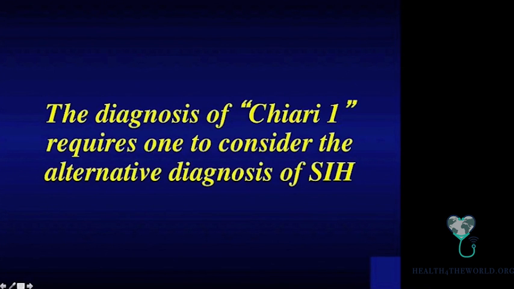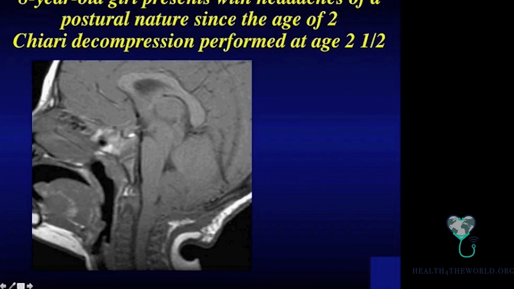So an important concept is the diagnosis of Chiari 1 malformation requires you to consider an alternative diagnosis of intracranial hypotension, spontaneous intracranial hypotension, before you assign this diagnosis of Chiari 1. Otherwise, the patient will go on to a suboccipital craniectomy for Chiari 1, but in fact needs a blood patch rather than an operation. And here's just one example of a little girl who is now 15 years of age.